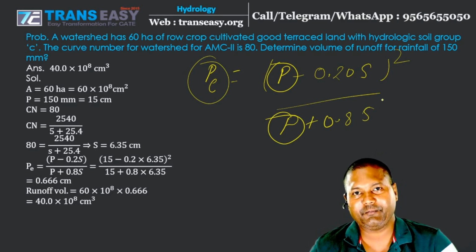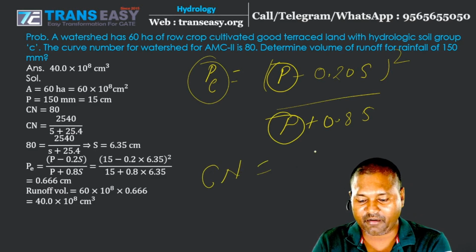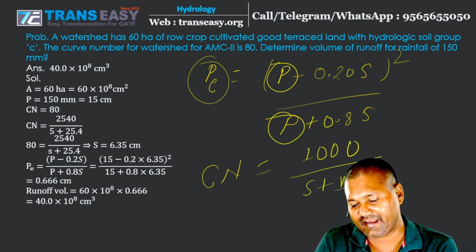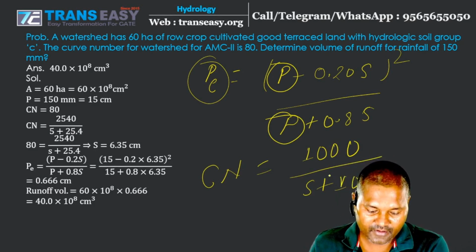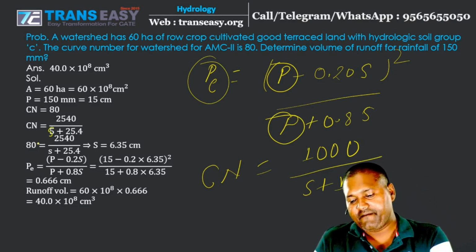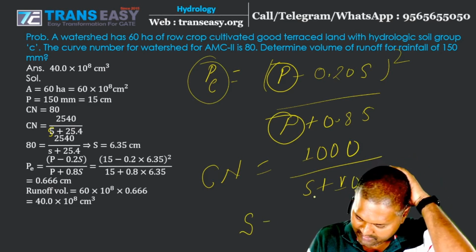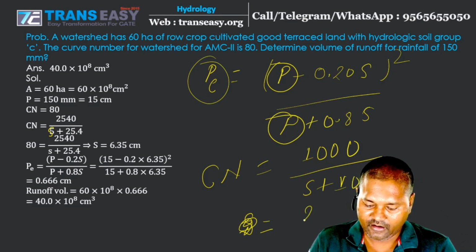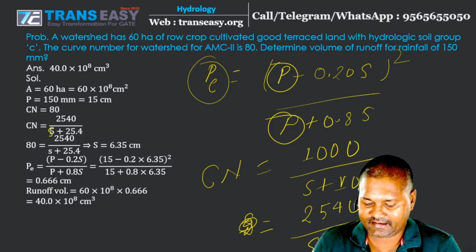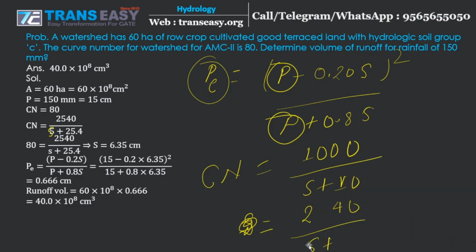For this calculation, S is required. And dear students, we know S is hidden in the curve number. Curve number is 1000 upon S plus 10, where S is in inches. Friends, if we want the value of S in centimeters, then the relation becomes 2540 upon S, where S is in centimeter, plus 25.4. Understand 25.4. And curve number is a dimensionless number. Whatever units you use, the dimensions above and below should be the same. It is given as 80. So from this relation we will calculate S in centimeter. It is 6.35 centimeter.